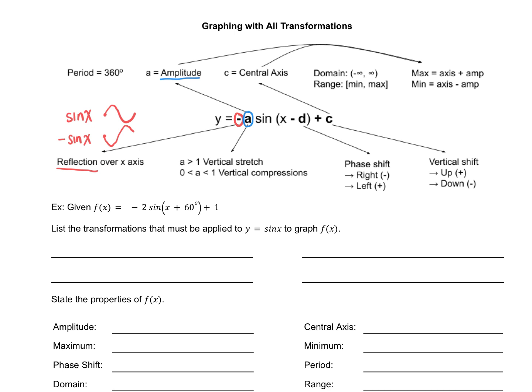Next, inside the bracket, you have the x minus d. Looking at the opposite sign, that is your phase shift. So if it says x minus a number, you're going to the right. If it says x plus a number, you're going to the left. And this phase shift really ends up telling you where the start of the cycle will be.